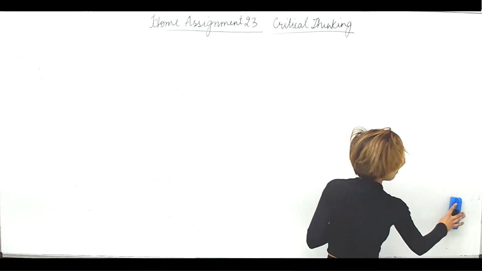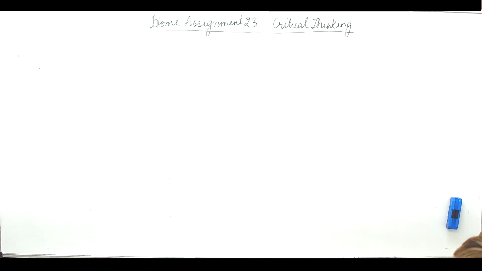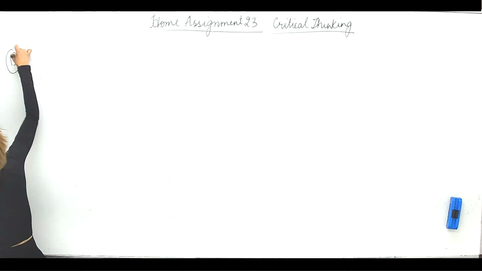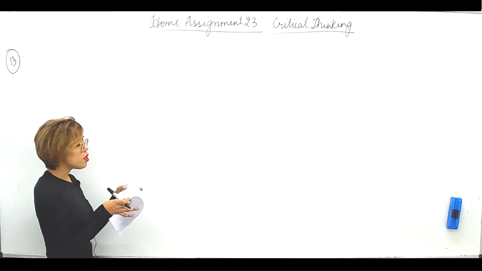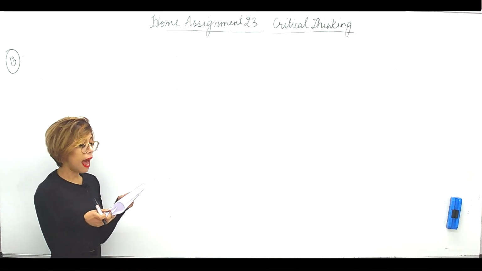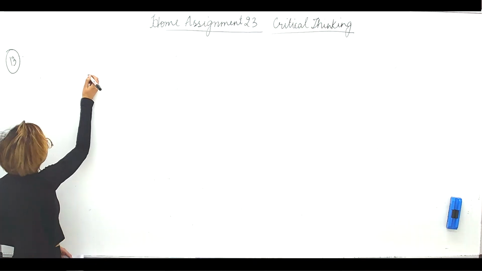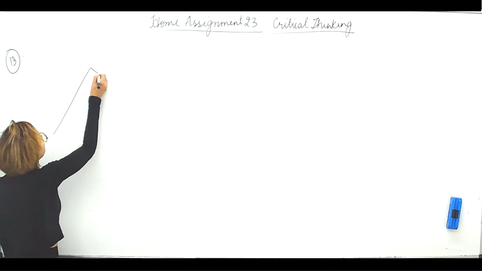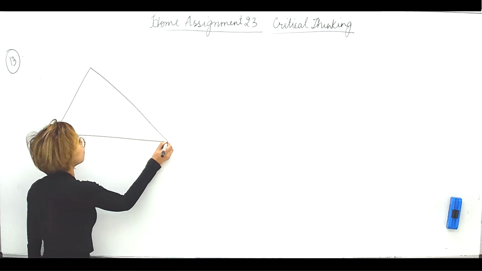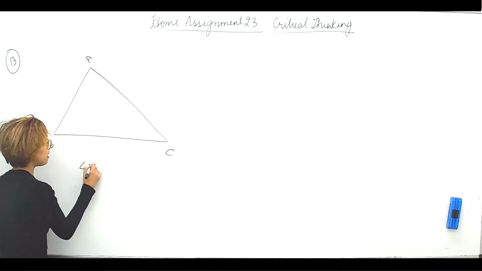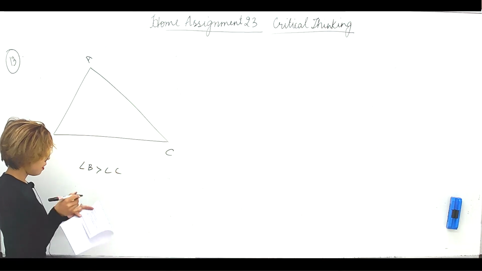Question number 13. In any triangle ABC, if angle B is greater than angle C, okay. Now triangle बनाना है, angle B greater, okay, fine. Maybe it looks something like this. A, B, C. Angle B is greater than angle C.